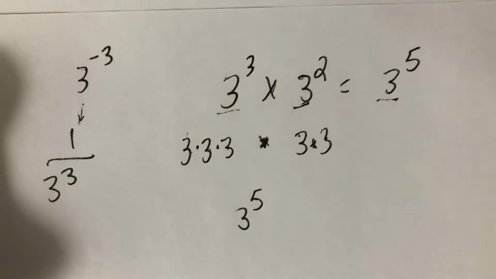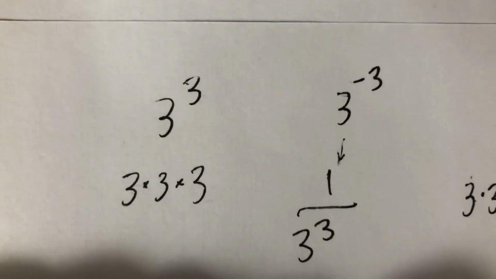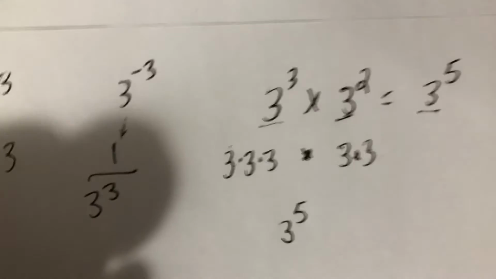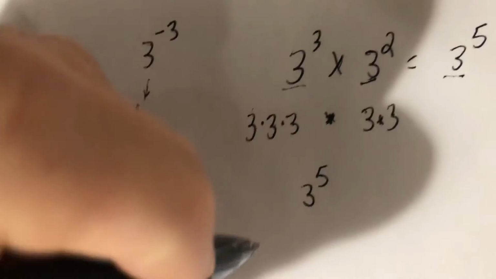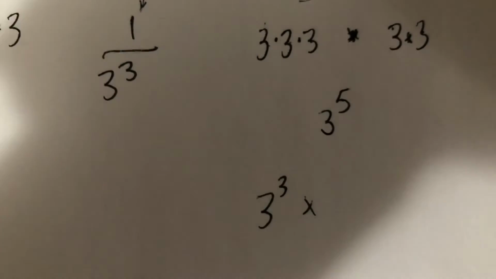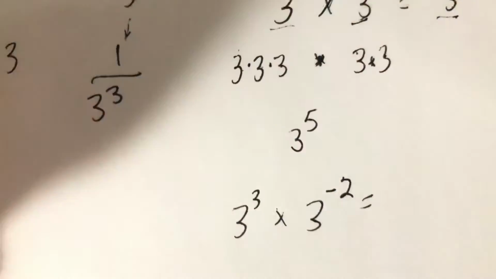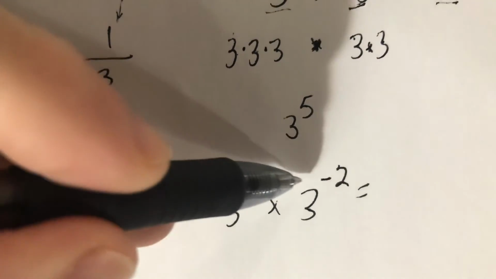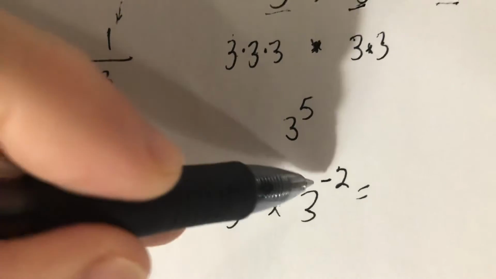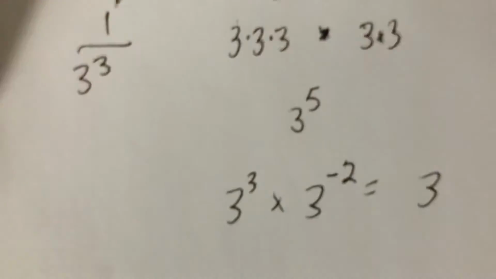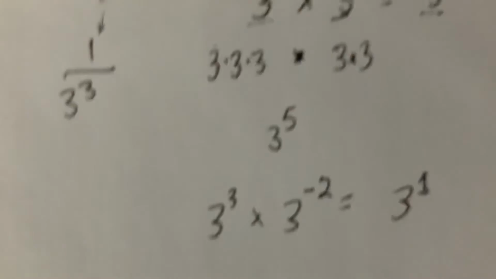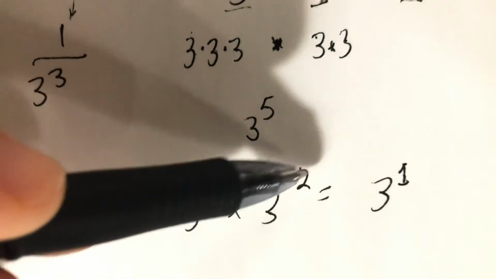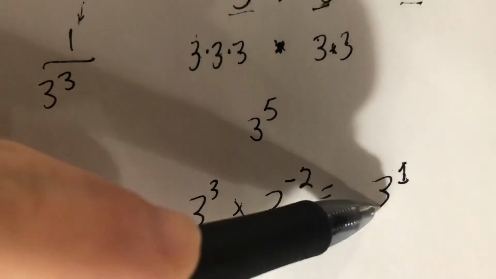The only time it gets a little tricky is when there's a negative. If I had 3 to the power of 3 times 3 to the negative 2, then we add 3 plus a negative 2, in other words 3 minus 2, and it's going to be to the power of 1. So 3 minus 2 equals 1, but the base number stays the same.